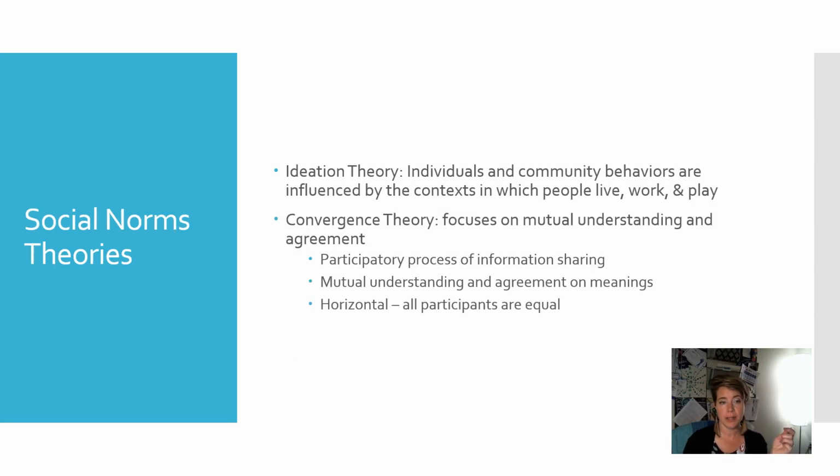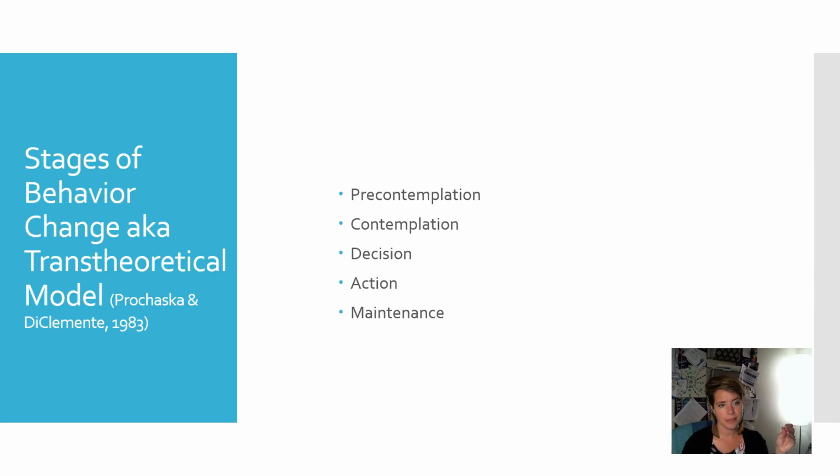that would inform how you would talk about a particular issue or behavior that you're hoping to help folks move toward in a community. Social norms theories, I kind of went over this, but the idea of these two: ideation theory, where individuals and communities' behaviors are influenced by the context in which people live, work, and play. That probably is not a surprise to any of you. And convergence theory focuses on mutual understanding and agreement. So it requires a participatory process of information sharing, mutual understanding and agreement of meanings. There's no hierarchy within convergence theory. People come together and decide upon the norms and work from there.